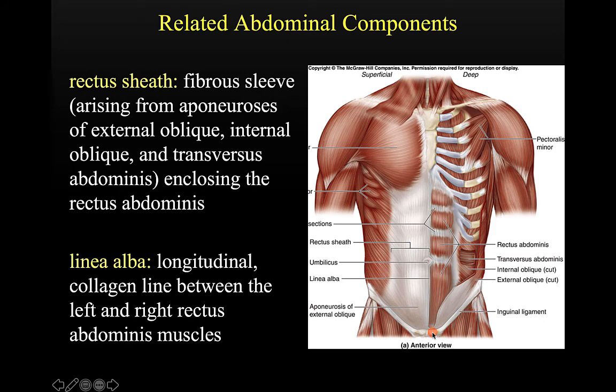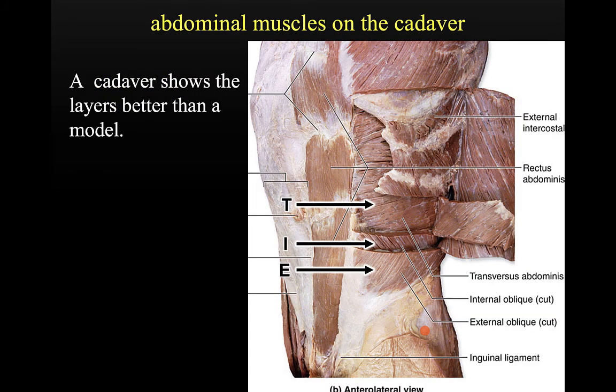And that is just this longitudinal collagen band that runs up and down here, basically between the xiphoid process and the pubis. And that's going to be used here as an attachment for all of these abdominal muscles except for the rectus abdominis. That is simply divided by it. But all the ones on the side, both obliques and the transversus, attach to the linea alba.